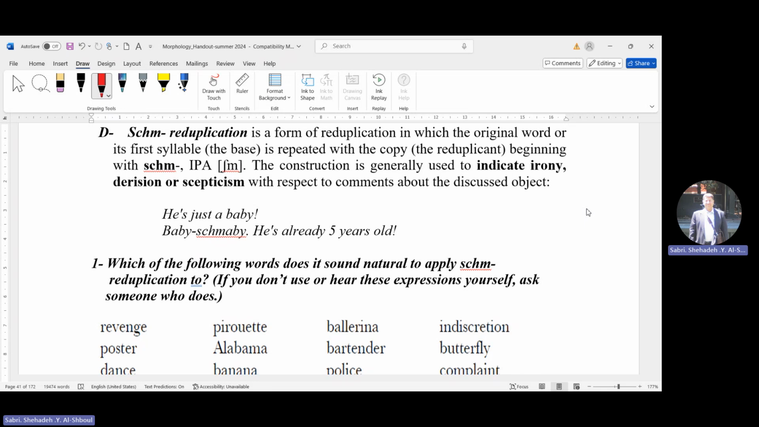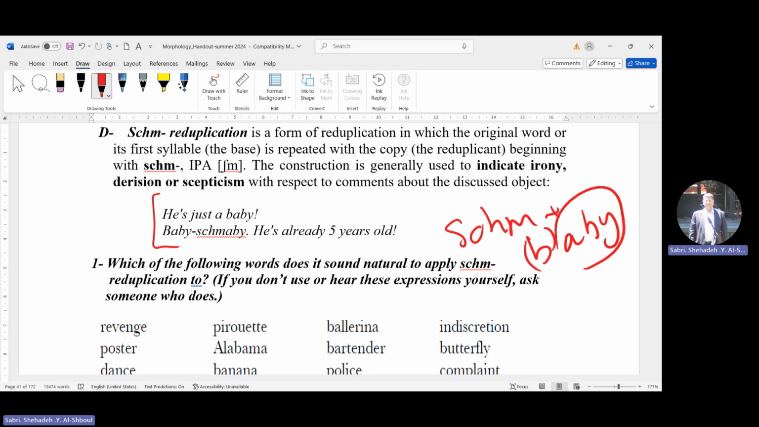For example, here we have: he is just a baby, right? He is just a baby. The response is "babyish, maybe." Sorry, he is already 5 years old. So here, maybe, is a kind of shm-reduplication, plus the ab, which is taken from baby, right? So here the b is removed, right? And we have the remaining part. So the b is deleted. So actually here, "maybe" is a kind of, as we said, reduplication with the purpose of irony or skepticism.